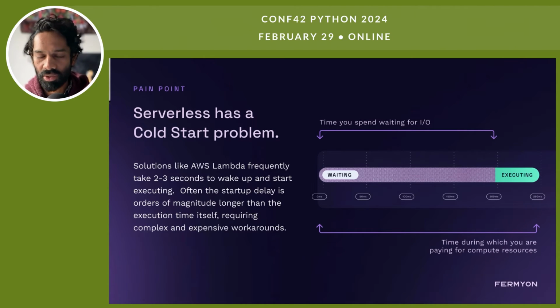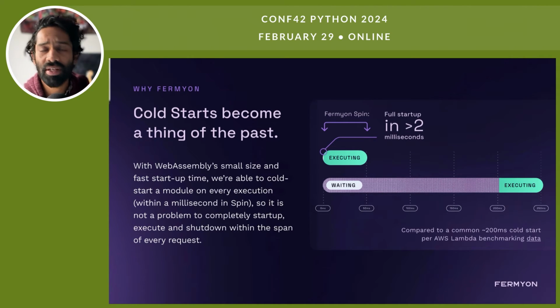With WebAssembly, because of its small size and its fast startup time, we are able to cold start a module on every execution in just about 2 milliseconds, right? So that is a significant difference from, say, AWS Lambda. And again, this is due to the properties of WebAssembly as well as our tech stack, where we're able to do this and then scale it down back to 0. So if your function has run something, that's all you're charged for. So broadly, these are a couple of ways that the cloud will potentially change with the adoption of WebAssembly.